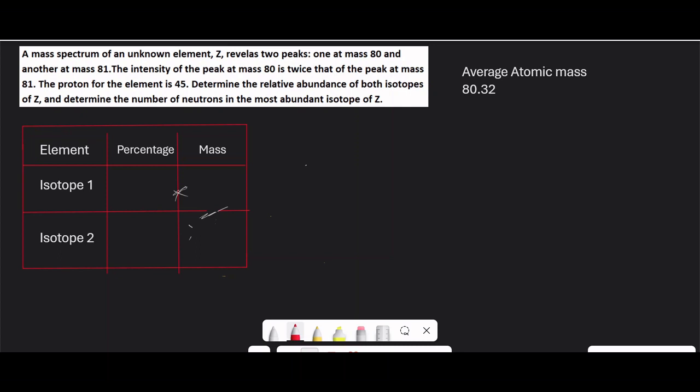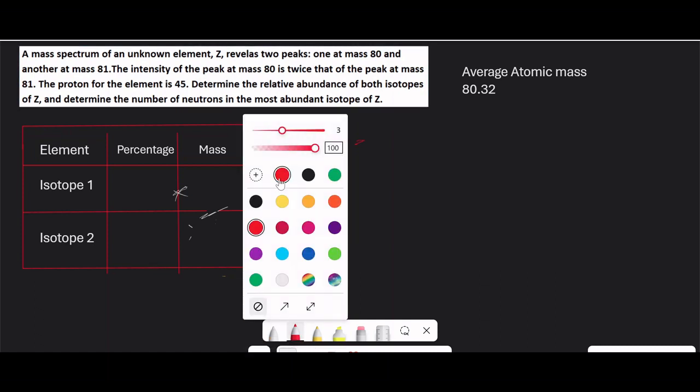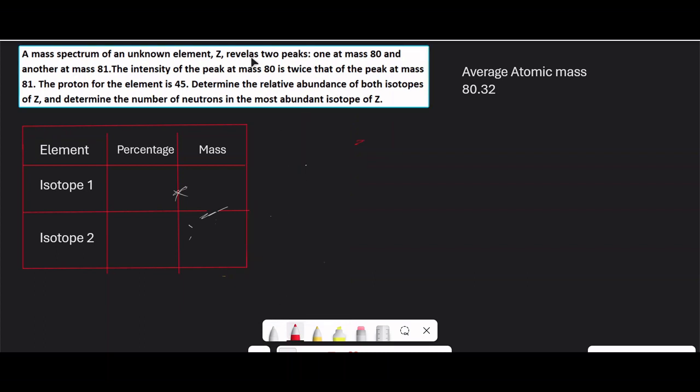Okay, so what do we have here? The mass spectrum of an unknown element, Z, and we know the masses. It has one isotope at mass 80, so we can put this here, and one at mass 81. Let's call the first one isotope 1 and the second one isotope 2. And what else is given? The intensity of the peak at mass 80 is twice that of the peak at mass 81.